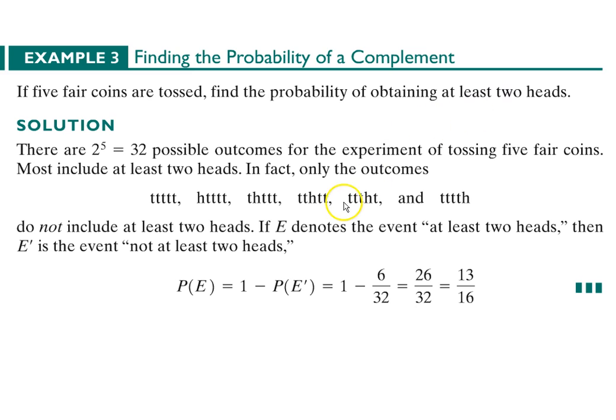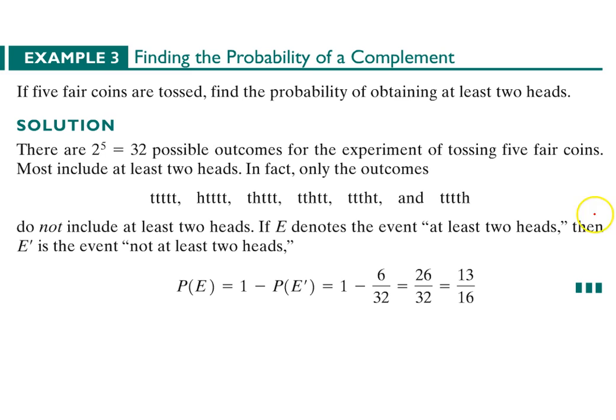Well, the way you would do this is count those that don't have 2 heads. So here, these are all tails. Here, there's only 1 head. 1 head, 1 head, 1 head, 1 head. So there's 1, 2, 3, 4, 5, 6.